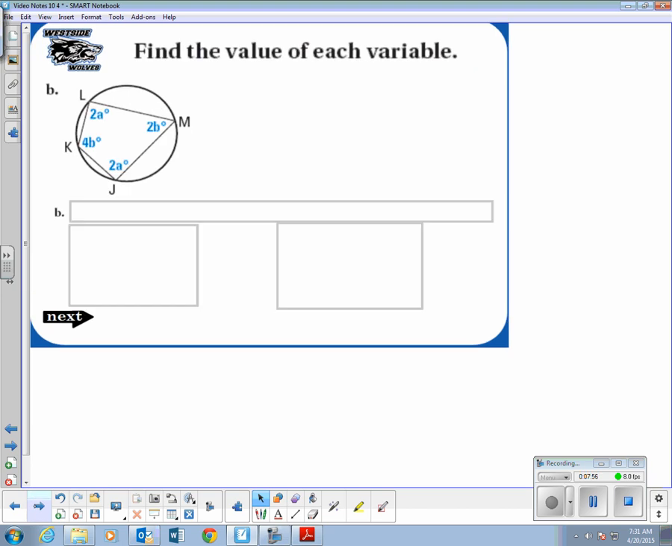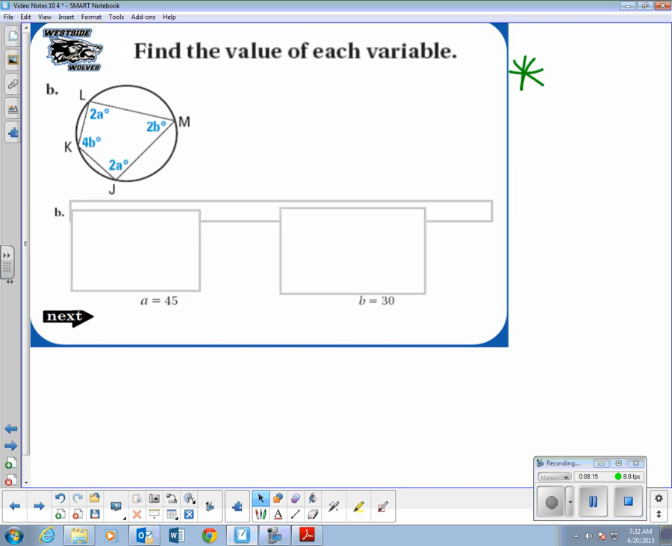All right, so here's one for you to practice. Practice this one, and we'll put the answers up in a second. All right, so you should be done now, and so you can check your answer here. Your answer for A should be 45, and your answer for B should be 30. If you did not get these right, make sure you come to class and ask some questions.